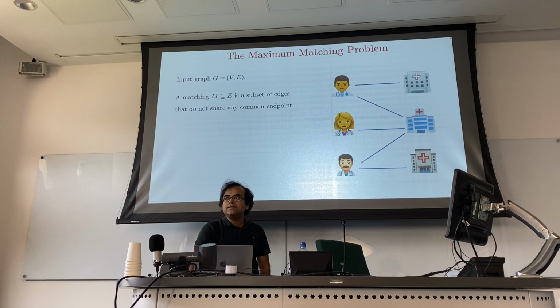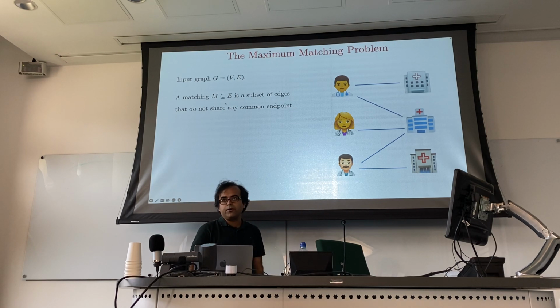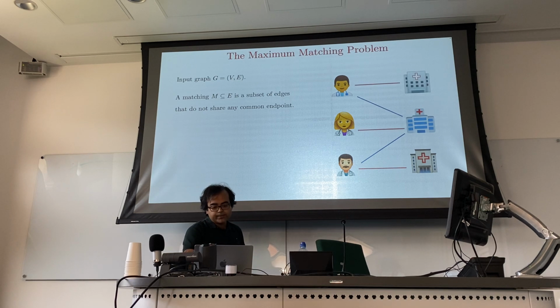So what is the maximum matching problem? It's a textbook problem in graphs. We are given an input graph G, and a matching M is just a subset of edges that do not share any common endpoint. So here on the right hand side, you can think of a bunch of doctors on the left hand side and hospitals on the right hand side. And these edges or links represent whether a given doctor wants to join a hospital or not. Now, this set of red edges would form a matching because no 2 doctors are being assigned to the same hospital. The size of a matching is simply the number of edges in the matching.